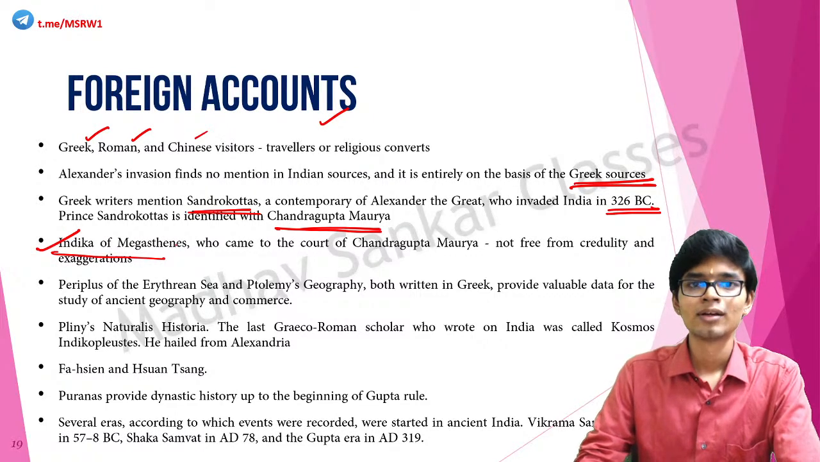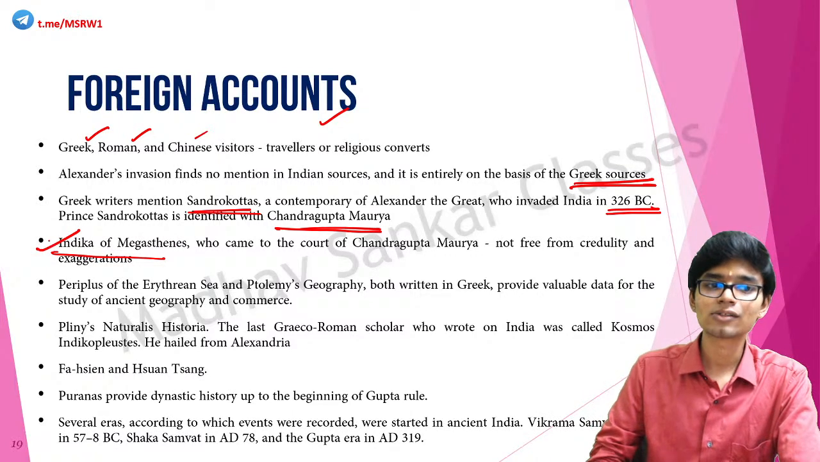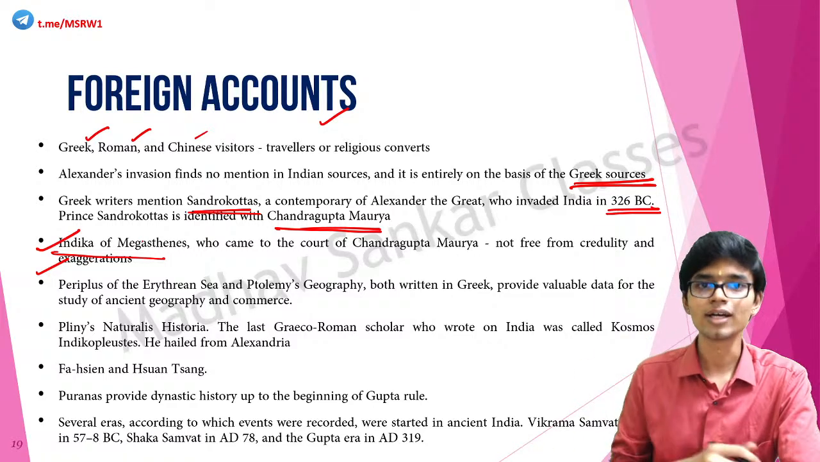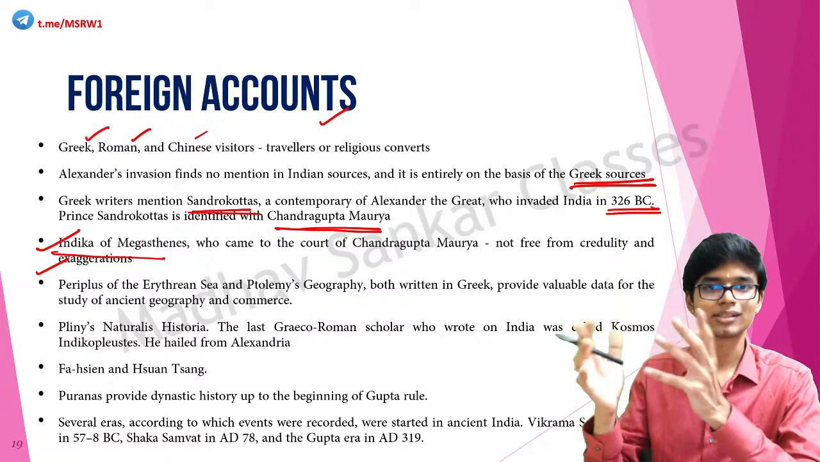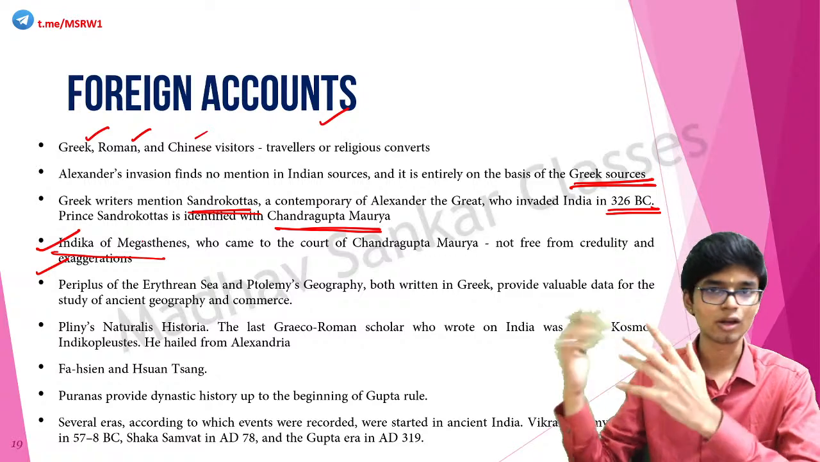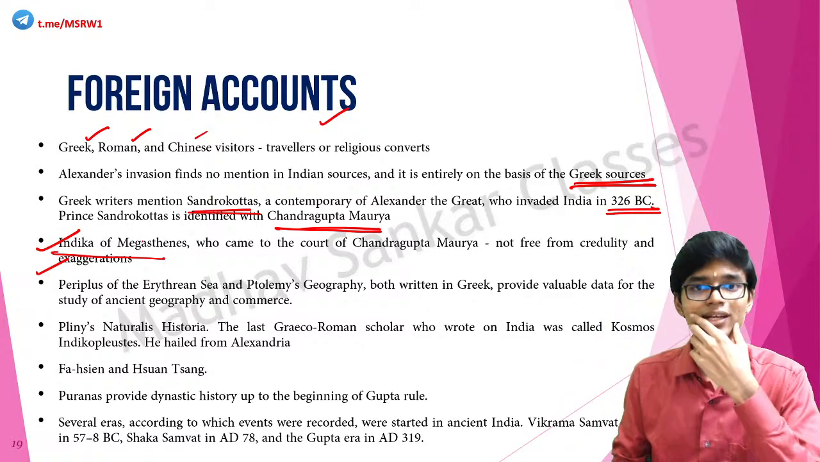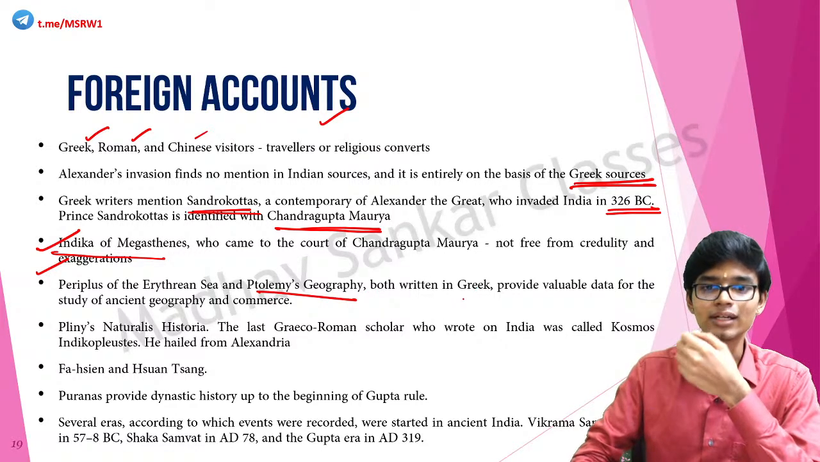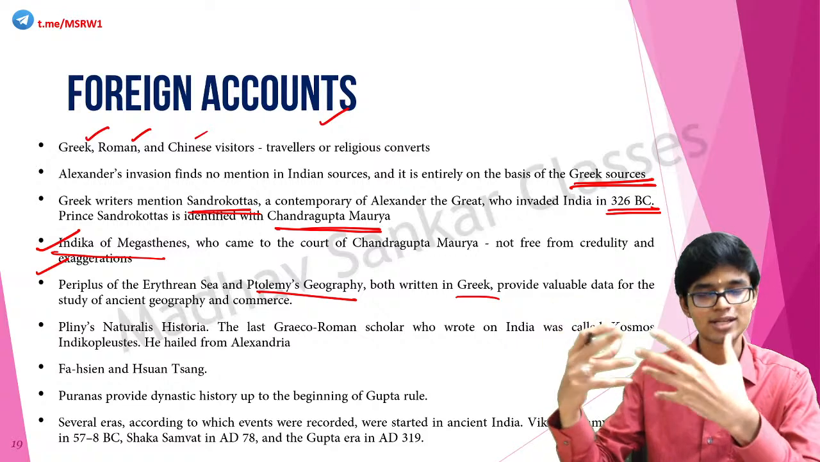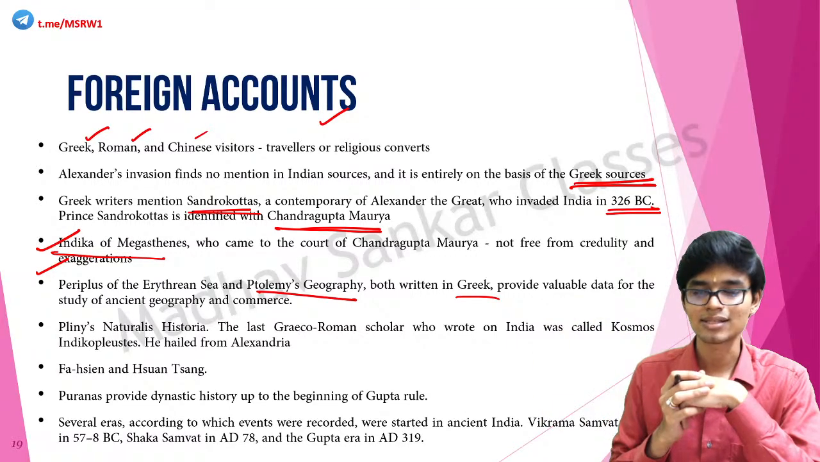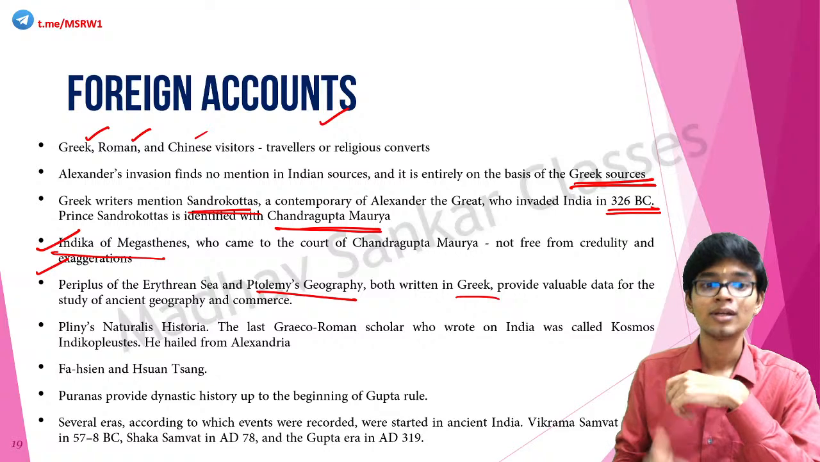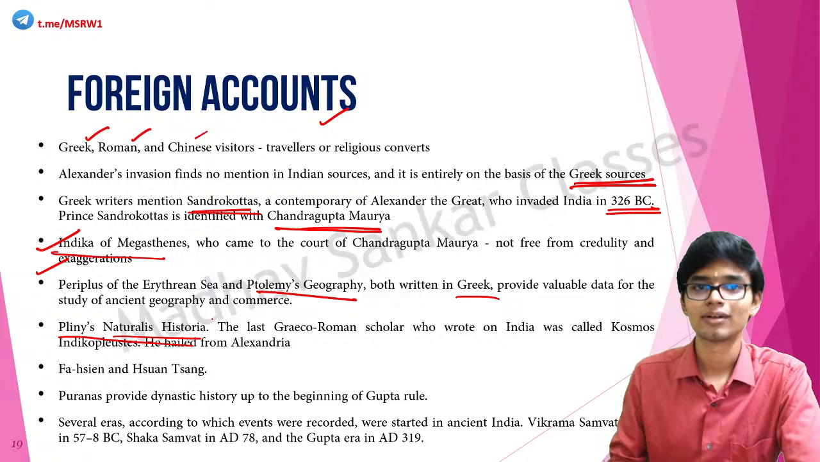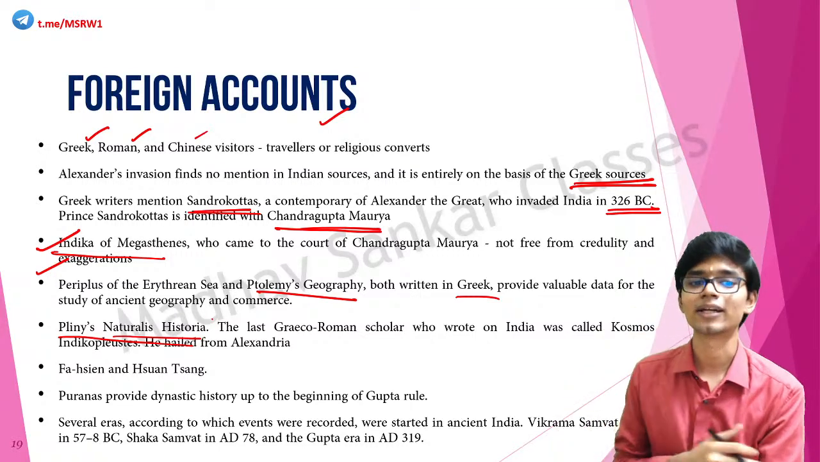Then another very famous book is Periplus of the Erythraean Sea. It is unknown who wrote that particular book. It is an anonymous author. The whole book is not available to us. A portion of it is lost. But Periplus of the Erythraean Sea is a very useful book. Ptolemy's Geography, both written in Greek, provides valuable data about the Indian geographical system and commerce, etc. Pliny's Naturalis Historia is a very important book again to study natural history from a Roman perspective.